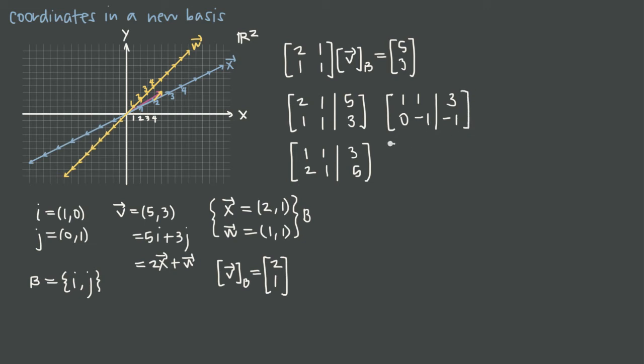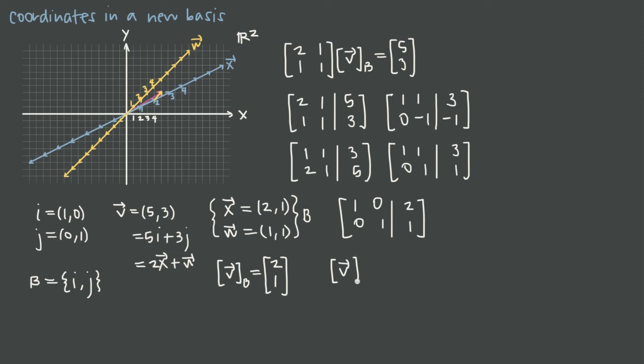Then we'll multiply through the second row by negative 1. So 1, 1, 3, and then 0, 1, 1. And then we'll go ahead and subtract 1 of the second row from the first row. So our second row will stay the same, 0, 1, 1. And then from the first row, we'll say 1 minus 0 is 1, 1 minus 1 is 0, and 3 minus 1 is 2. And so what this tells us is that because we get 2, 1 on the right-hand side here, the vector v, the vector 5, 3, but expressed in the new basis b, given by this basis of the vector x and the vector w, is 2, 1.